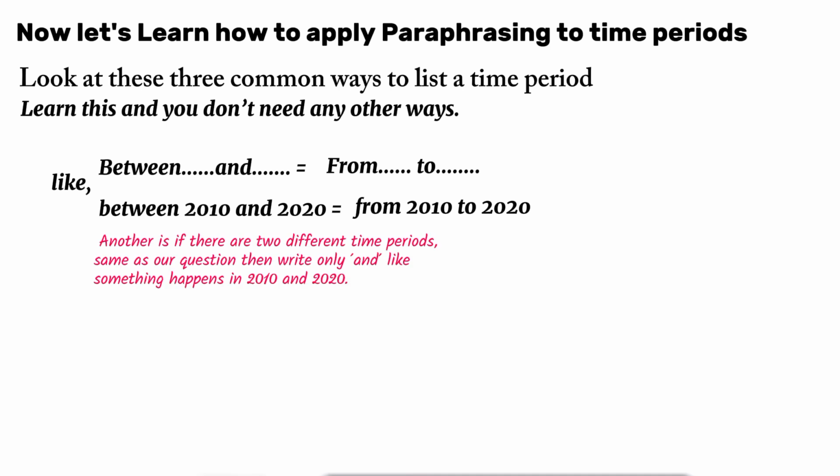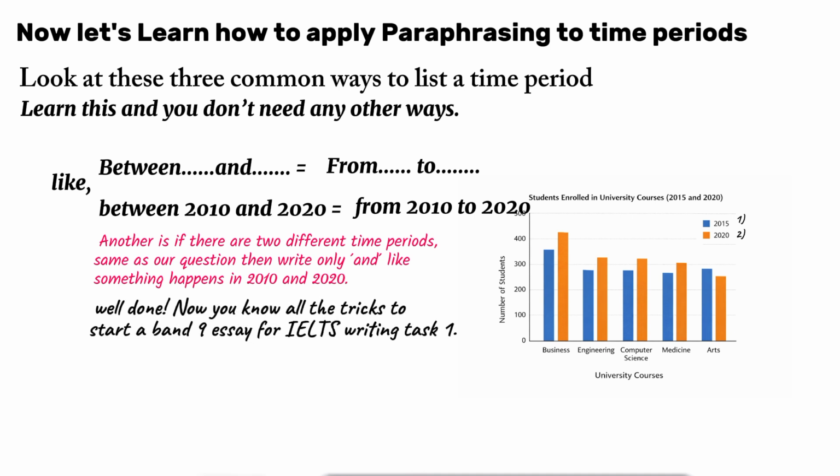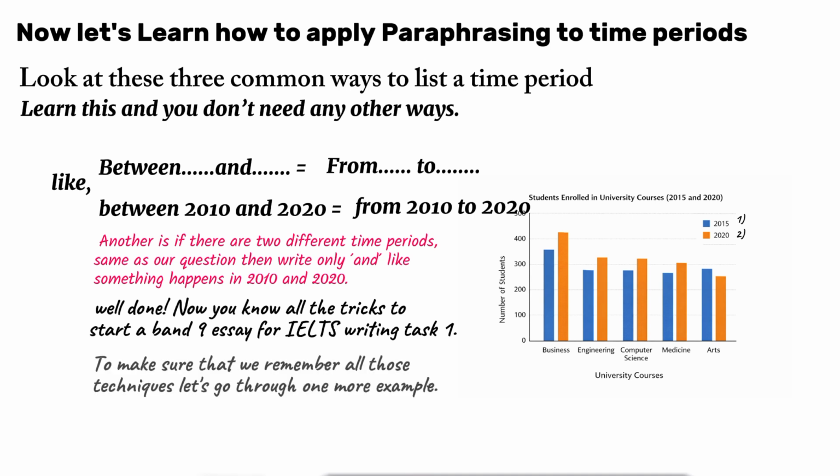Another is if there are two different time periods, same as our question, then write only "and", like something happens in 2010 and 2020. Well done! Now you know all the tricks to start a Band 9 essay for IELTS Writing Task 1. To make sure that we remember all those techniques, let's go through one more example.